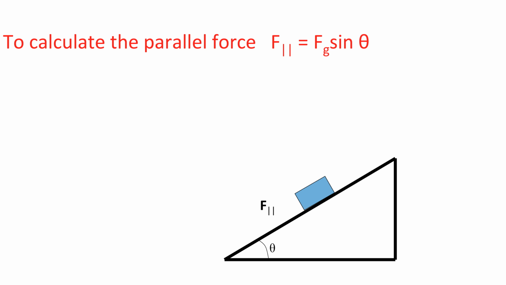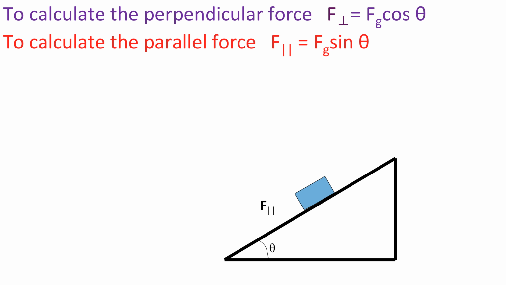To calculate these parallel and perpendicular forces, we are going to use sine and cosine. So for our parallel force, you're going to use the formula parallel force equals force of gravity times sine theta. And then for your perpendicular force, you're going to use force of gravity times cosine theta. And remember, you do want to be in degree mode on your calculator.